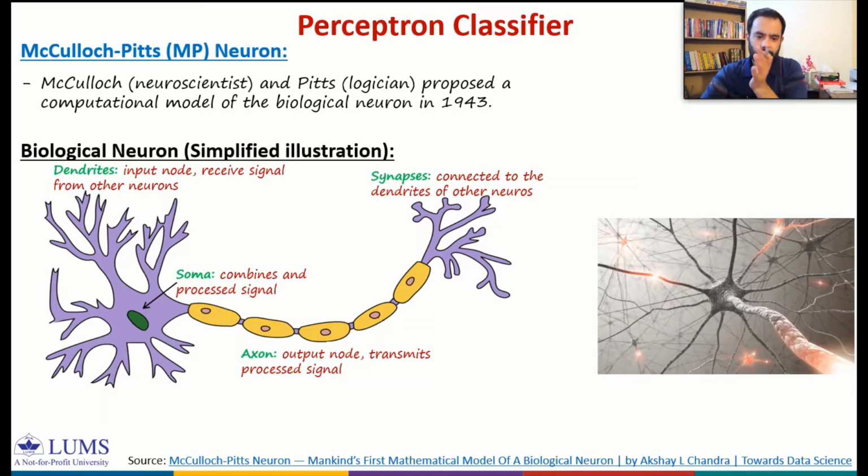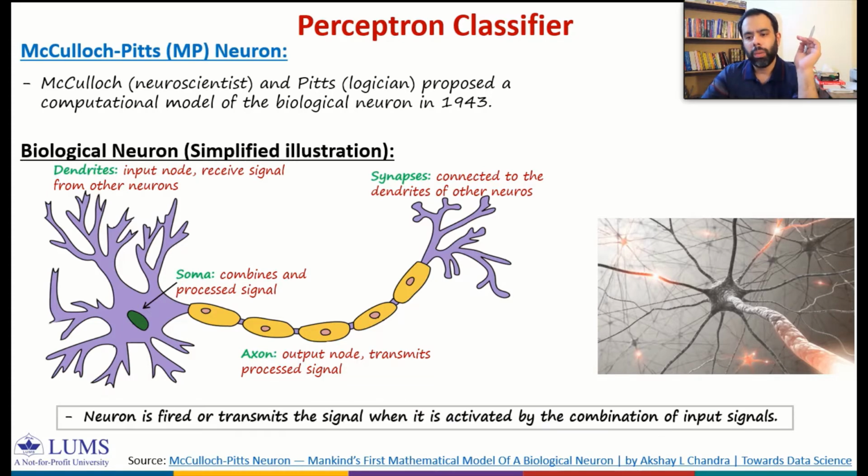Every neuron takes an input, processes it, and gives an output. Usually we say that a neuron is fired, or transmits a signal, when it is activated by the combination of input signals. So the neuron receives some input signals, combines and processes them, and the neuron fires when we have a special combination of these input signals.